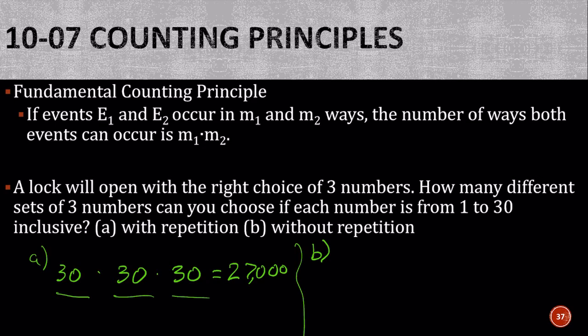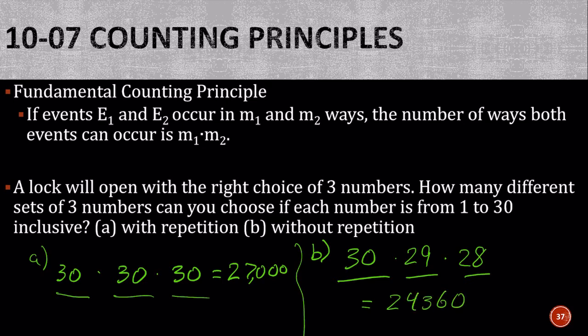Part B, without repetition, is similar, but I have 30 choices for the first number, but if I can't repeat, then there's only 29 choices for the next number, and 28 choices for the next number. So it's a few less choices.